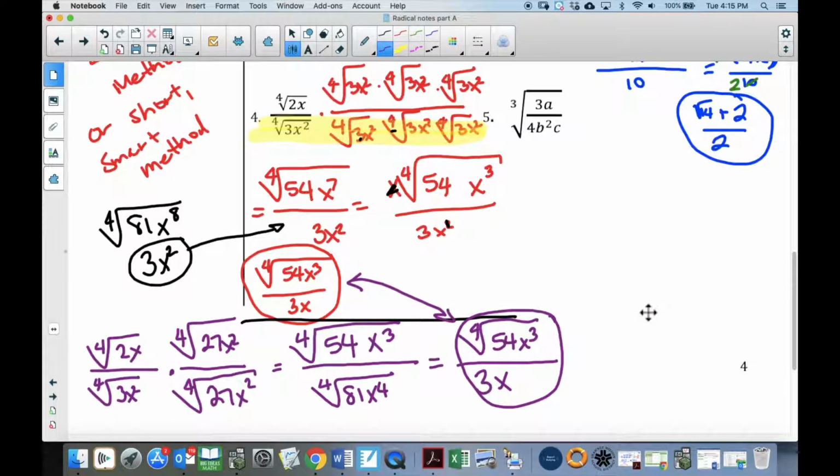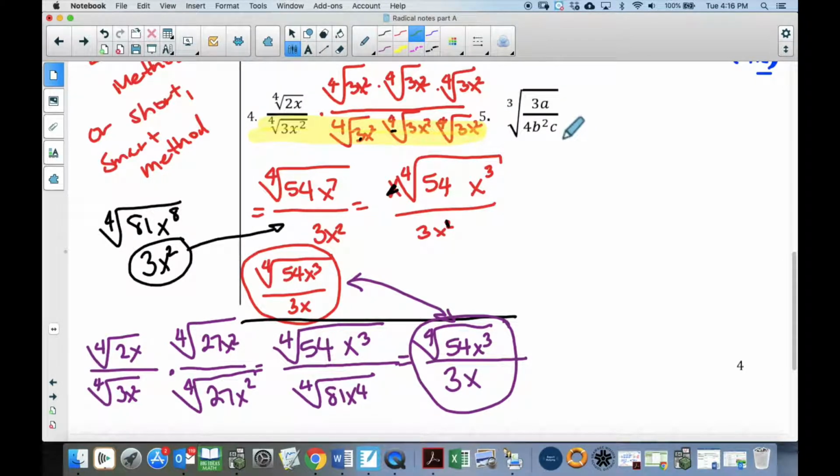Okay, so those are the two methods. And I'm going to go ahead and work on number 5 and show you how you can do it with that smart short method. I don't think the short lazy method or the long lazy method needs any more explanation. I'm going to teach you the smarter way.